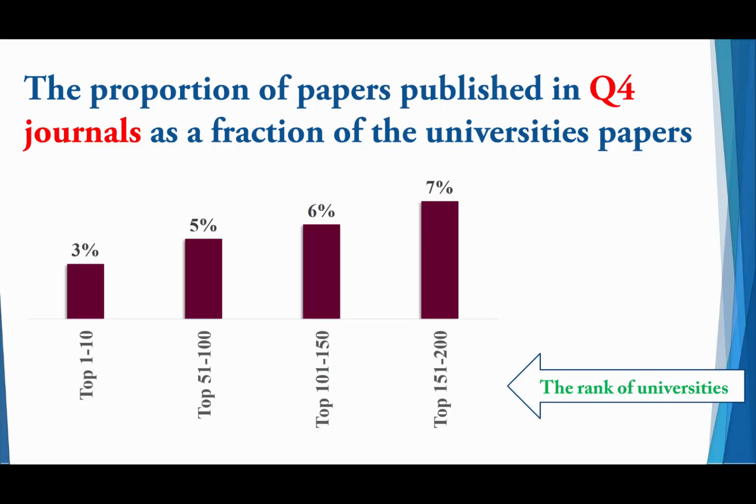Top global ranked universities publish a small percentage of their publications in the Q4 journals. The proportion of papers published in Q4 journals as a fraction of Harvard and Stanford University's papers is 3%. The top 51 to 100 global ranked universities publish about 5% of their papers in the Q4 journals. This number is 6% for the top 101 to 150 global ranked universities.